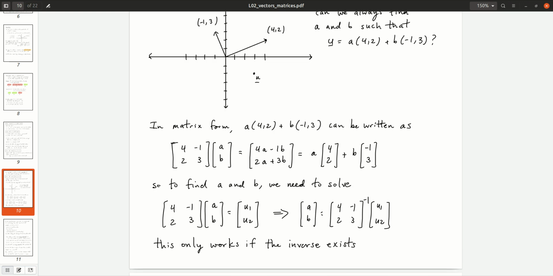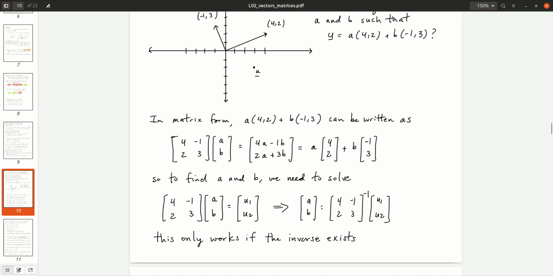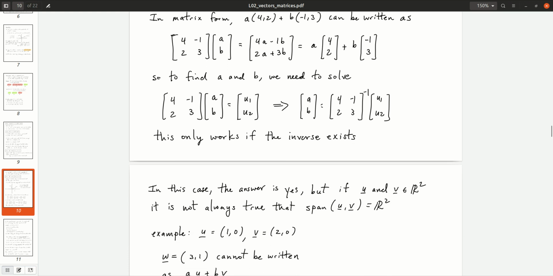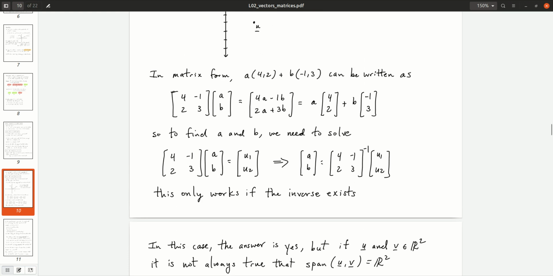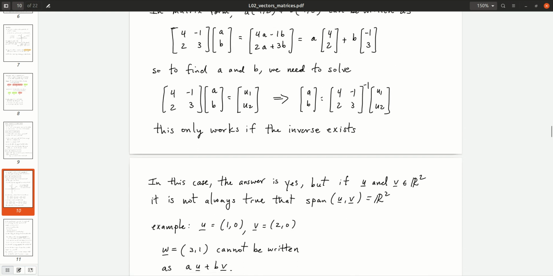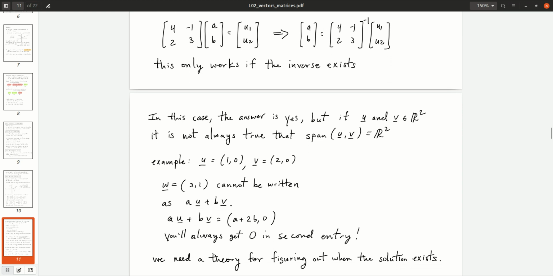Now, it turns out that in this particular example, this matrix does have an inverse. I haven't written it out here, but you could figure out what that inverse is. So therefore, it is true that R2 is equal to the span of these two vectors. To just reiterate what that means, if I take any vector u, I can write it as a linear combination of these two vectors. So for this one, it turns out that that claim is true. I'm not giving you the answer here. This is something you could work out on your own to check whether this inverse exists.